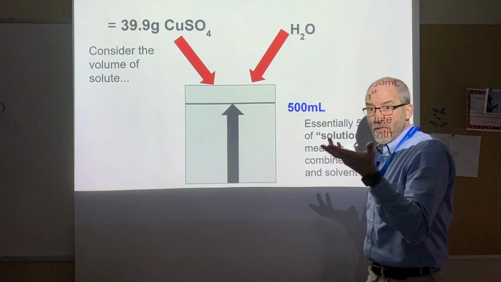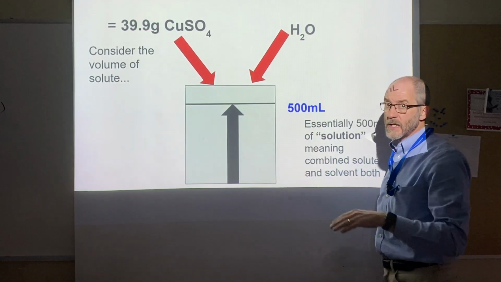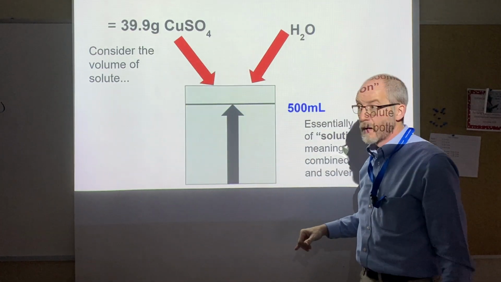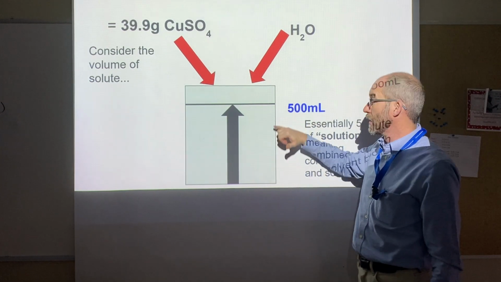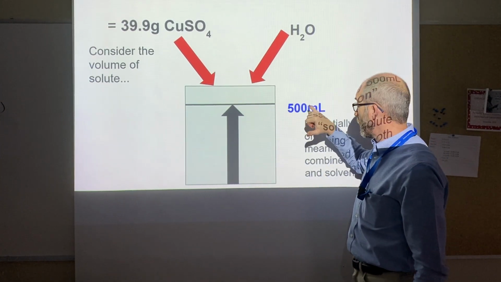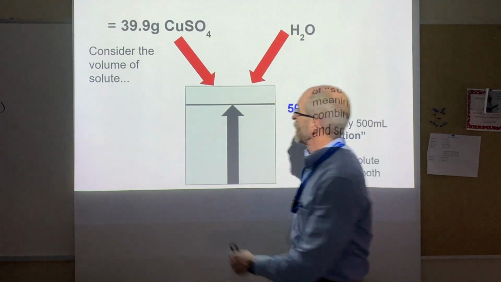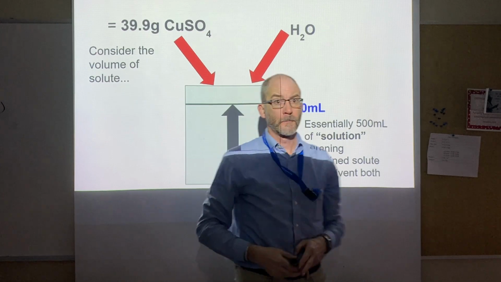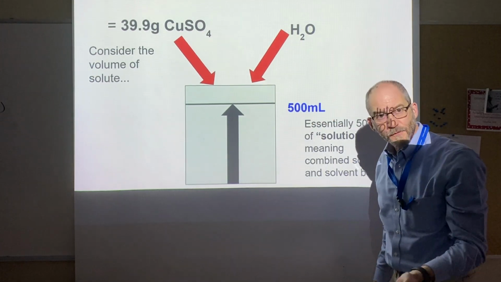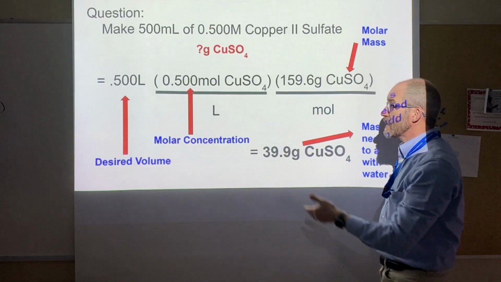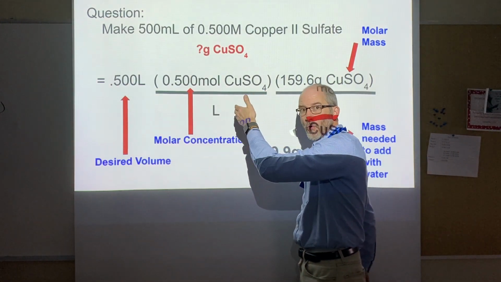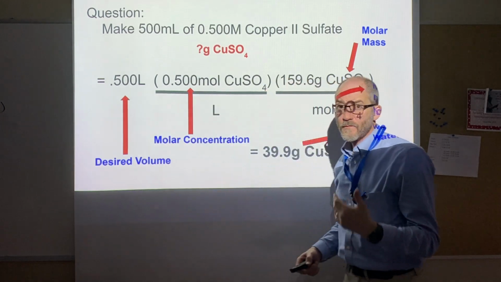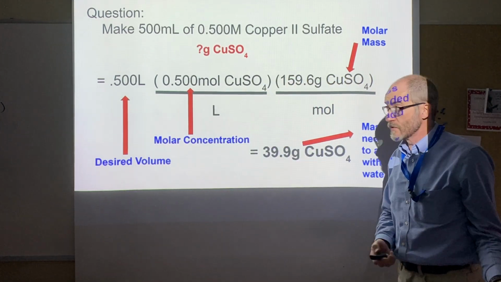I'm going to fill that to a volume of 500. Now, I didn't say I have 500 and I add 39.9. I want 500 milliliters of total volume. So I want the water that I put in and the copper sulfate that I put in to have a volume of 500. Now, what will that give me? Well, that will give me a 0.5 molar solution of copper sulfate in a volume of 500 milliliters.